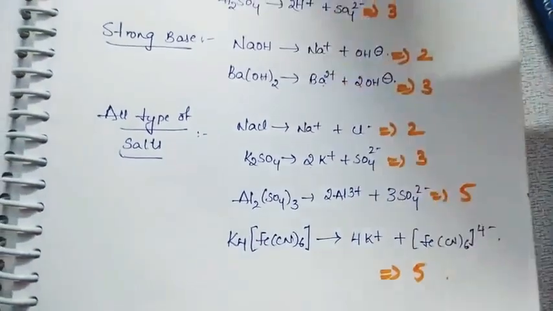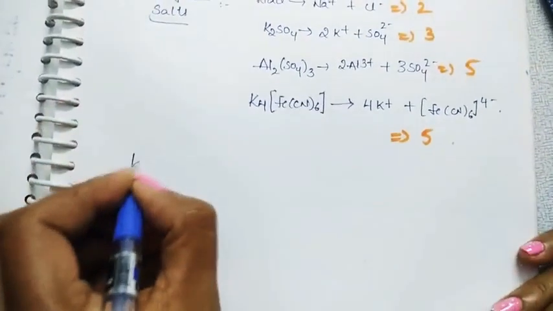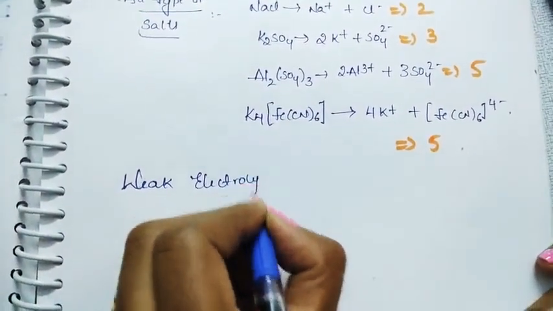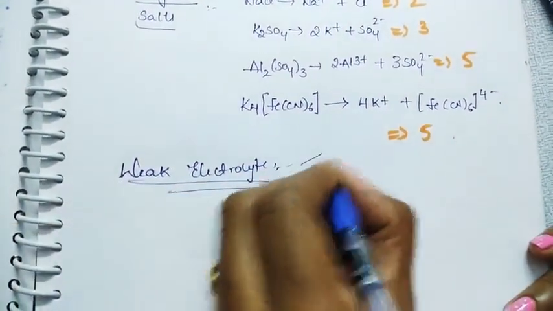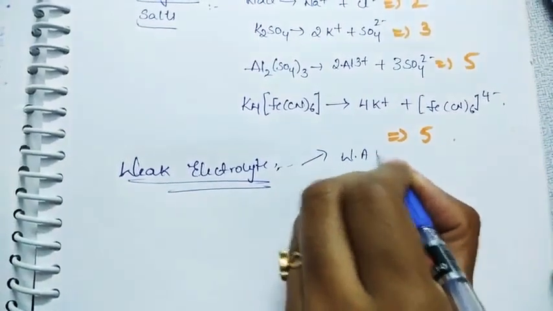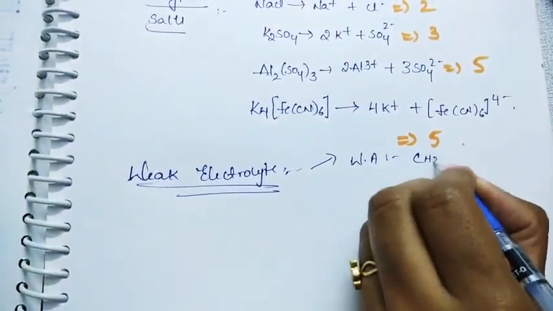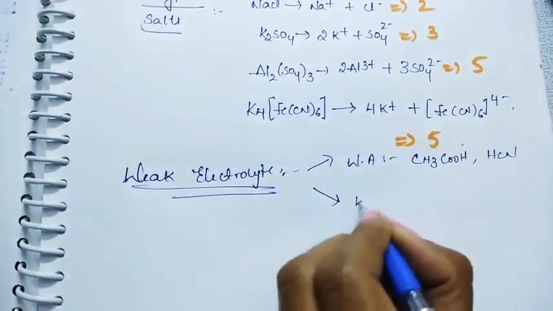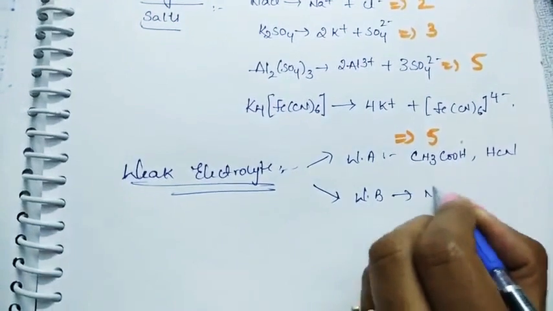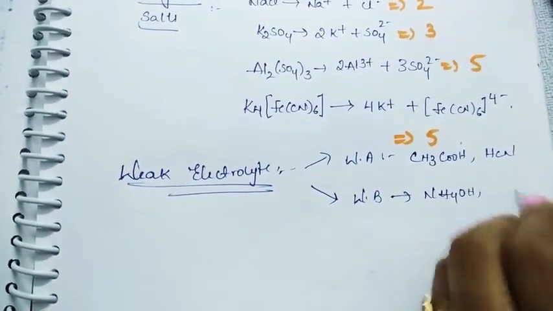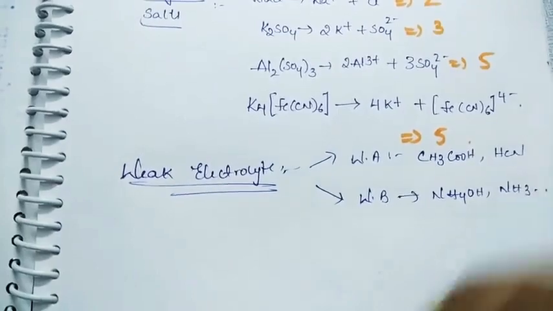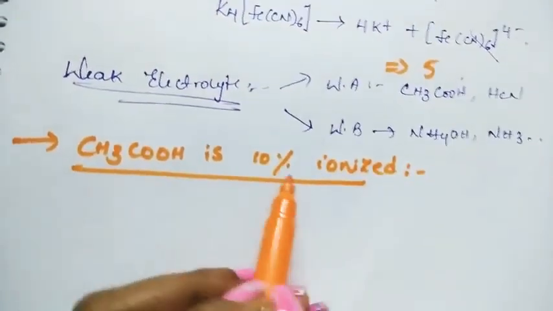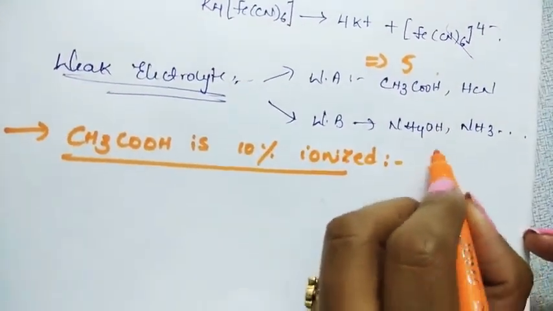Let us discuss weak electrolytes. Weak electrolytes, in the case of weak acids like CH3COOH, HCN, and weak bases like NH4OH, ammonia, what happens? See this question. Acetic acid is 10% ionized. Calculate Van't Hoff factor i.